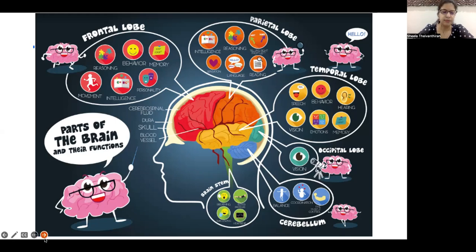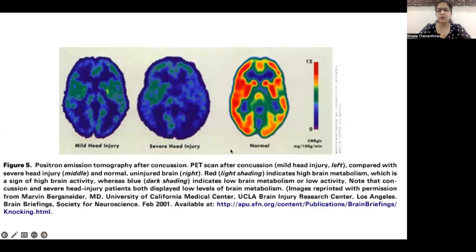Okay. So then we look at, okay, yeah, so if the CT scan is normal, MRIs may or may not show something. What do we do? How do we know?